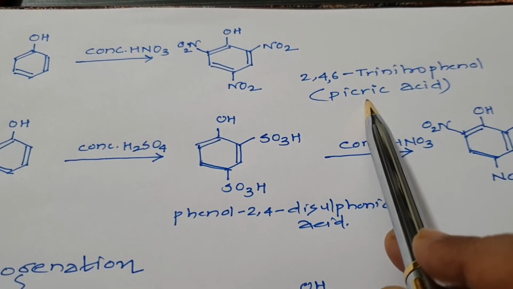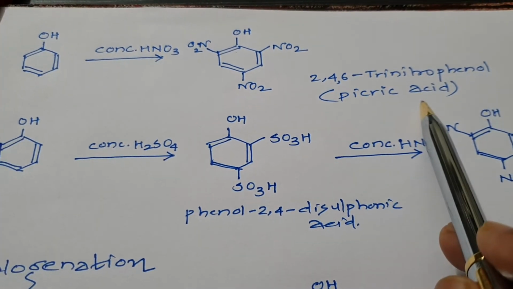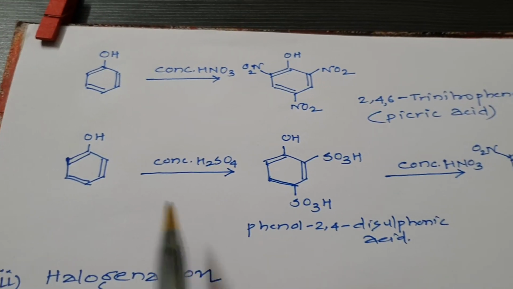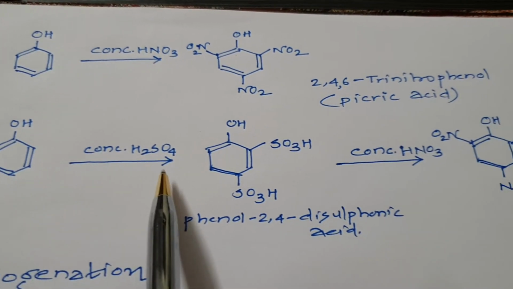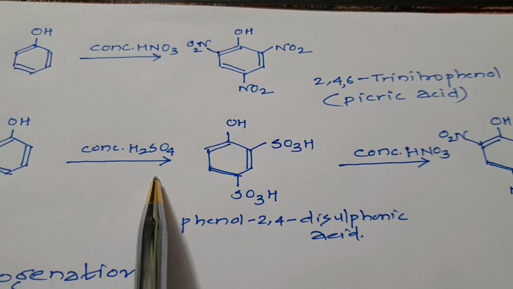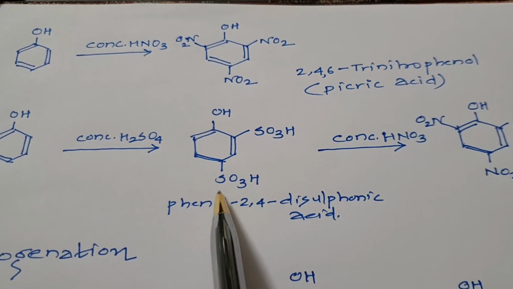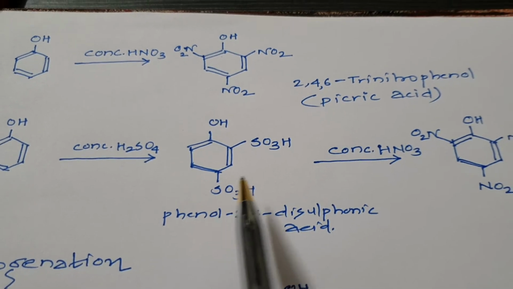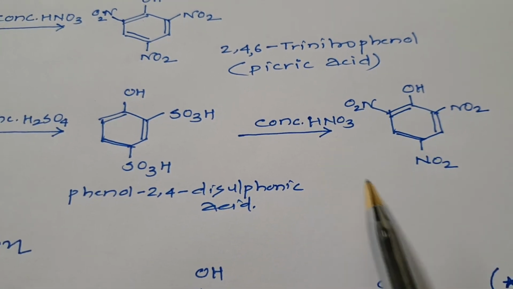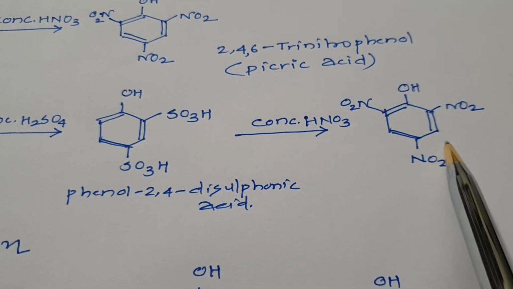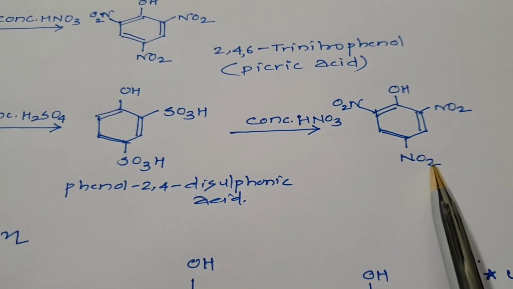Now this is picric acid, but the correct method of preparation of picric acid at a commercial level takes place in this way. We have phenol which is first made to react with concentrated sulfuric acid, thus giving us phenol 2,4 disulfonic acid. This is further made to react with concentrated HNO3, giving us 2,4,6 trinitrophenol, that is your picric acid.